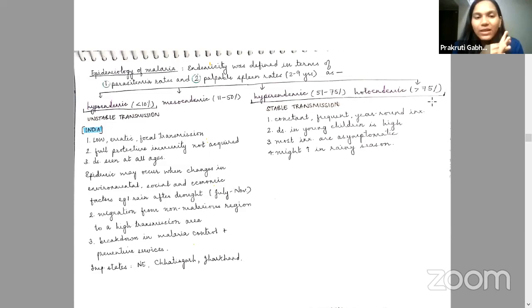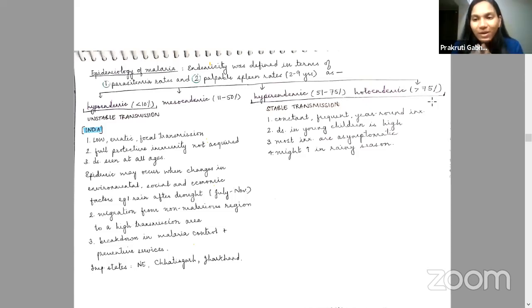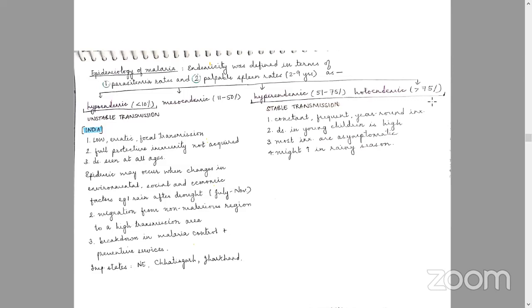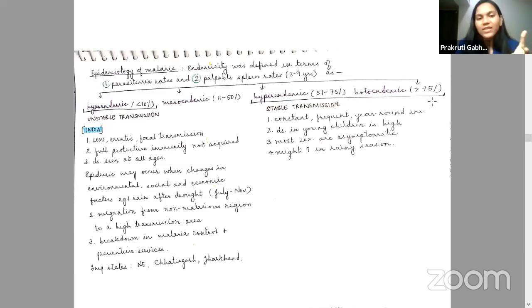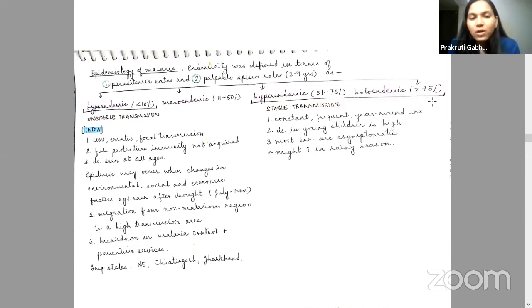However, in such areas, epidemics may take place whenever there is a change in any of the factors. For example, if there is sudden rain after drought, especially in the months of July to November, that is when we usually see malaria, especially in India, with the filling up of all the water, and migration from non-malarial areas to high transmission areas.